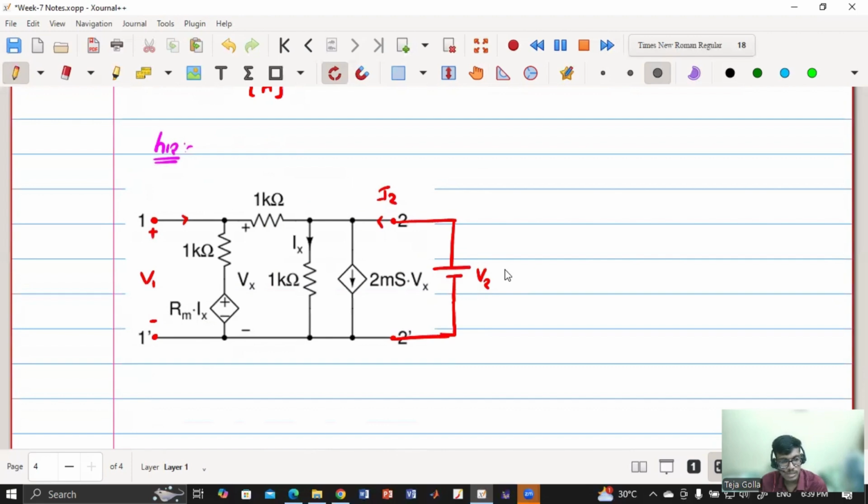Is it clear? Hello? Yes, sir. Now I can directly see Ix. Ix is nothing but V2 by 1 kilo ohm, right? Because if I consider this as ground, then this voltage is basically V2. So Ix is nothing but V2 by 1 kilo ohm.